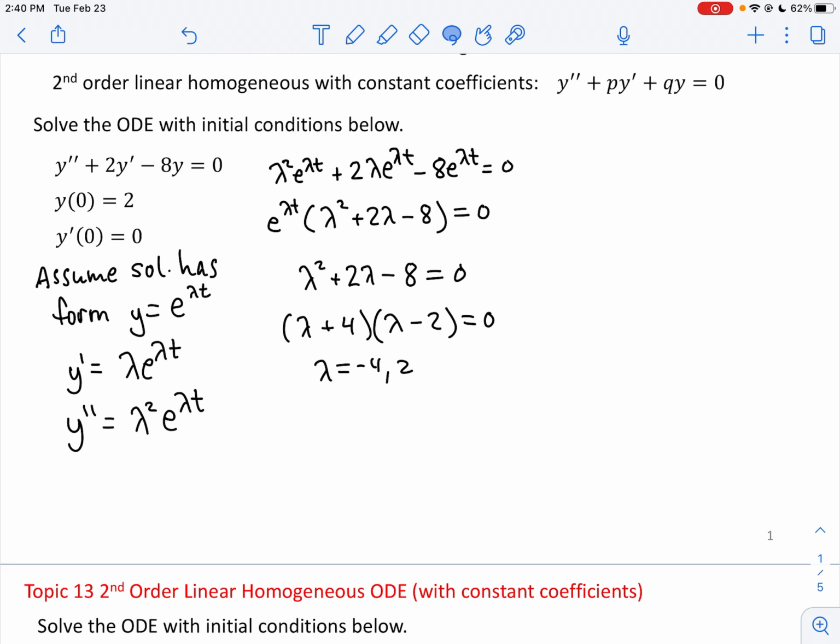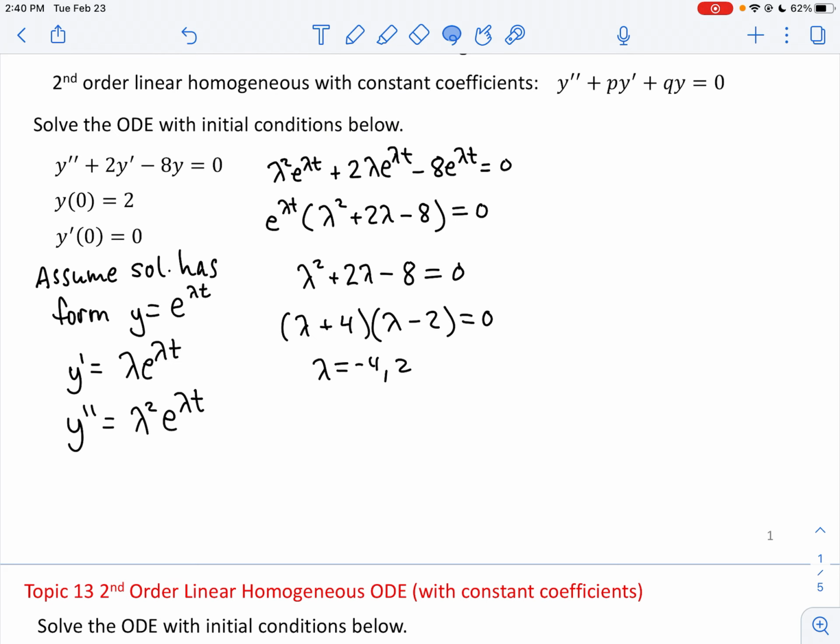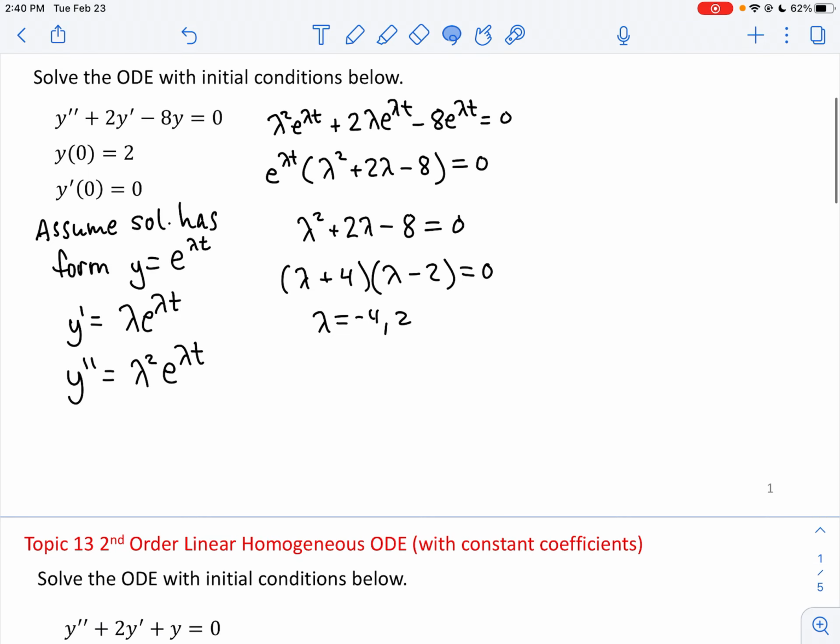And let me move this work over here just slightly. These are the two values of lambda that would create a true differential equation, a differential equation that is satisfied. Therefore, we get two different possible solutions. One solution is going to be e to the negative 4t, the other solution is going to be e to the 2t, and we can show that those are linearly independent, meaning that one is not a multiple of the other. Therefore, we found two linearly independent solutions to this differential equation.